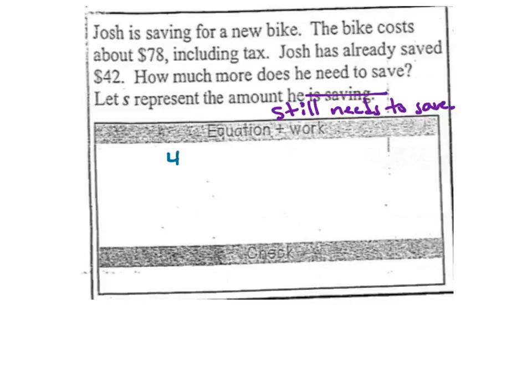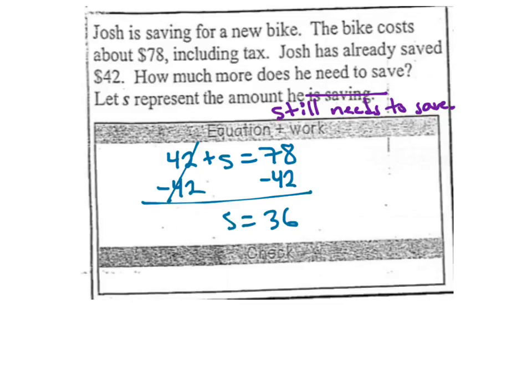Okay, so I show my equation. I've got 42 plus s equals 78. So that's the 42 he has now, the s he still needs to save, and the total he's trying to save too. Use inverse operations. I'm going to subtract 42 from both sides. Yes, you need to show this work. 42 minus 42 is 0, so I'm just going to cancel those out. I'm left with s on the left. 78 minus 42 is 36.